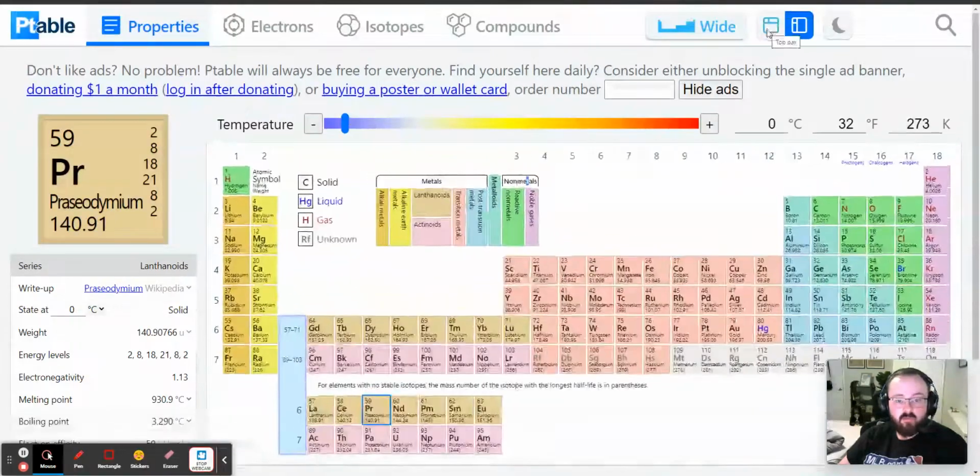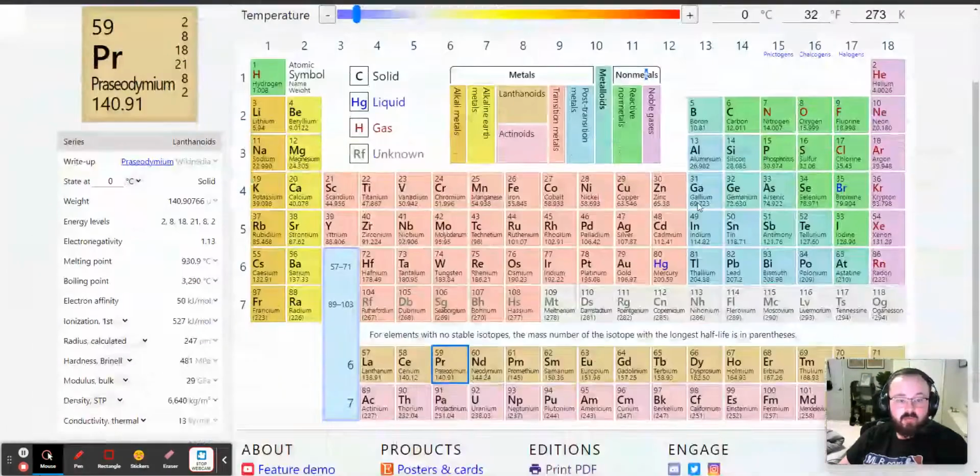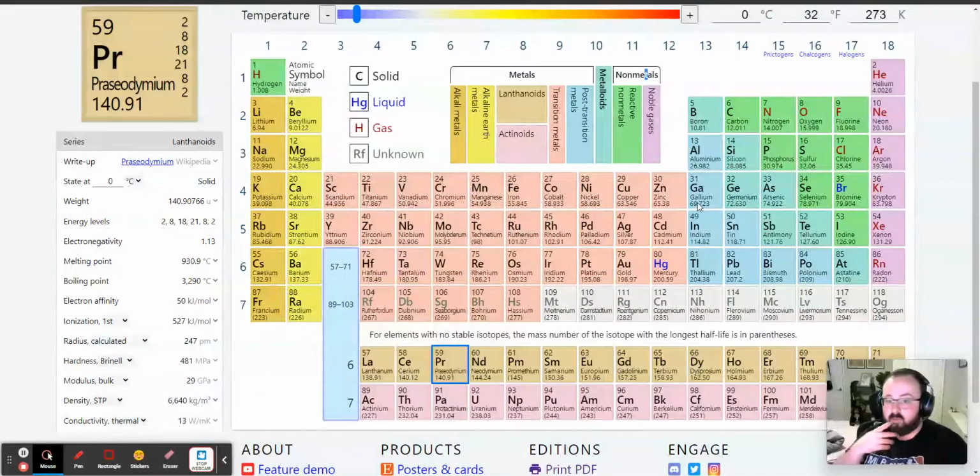So let's get off of the wide mode. The first thing that we want to talk about is just groups and periods. These are some super important terms that I'm going to be using a lot, and you are going to have to just know these terms. I can't have you not knowing these terms. Please don't get them confused. There are a few things that you absolutely need to know. This is probably one of them.